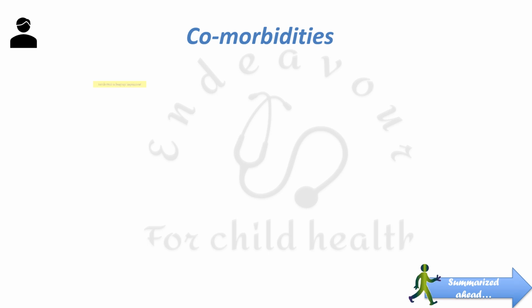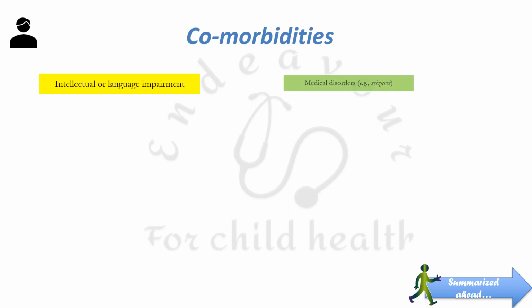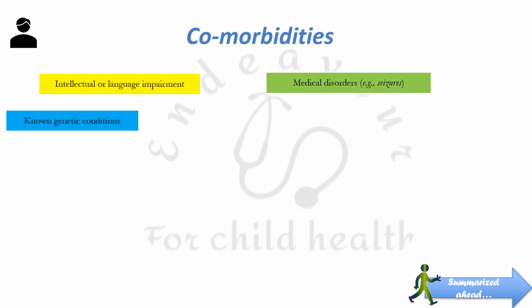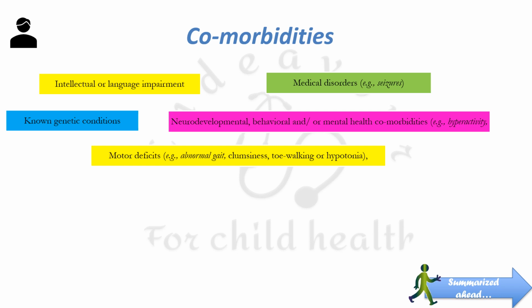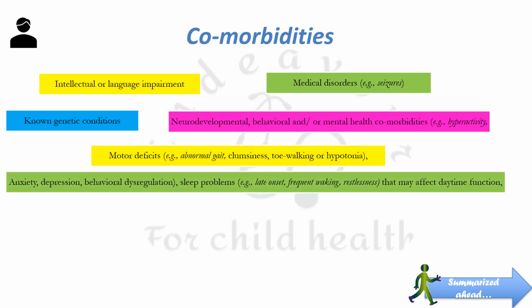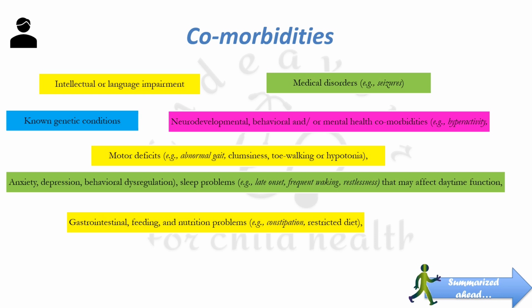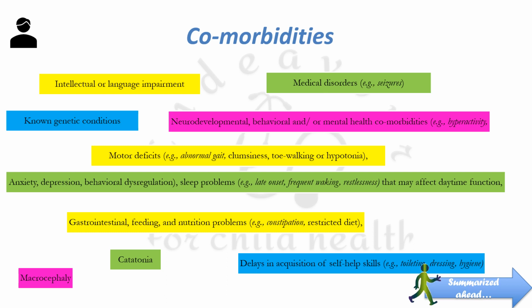Common comorbidities are intellectual or language impairment, medical disorders like seizures, known genetic conditions, neurodevelopmental, behavioral, and/or mental health comorbidities, for example, hyperactivity and inattention, motor deficits like abnormal gait, clumsiness, toe walking, or hypotonia, anxiety, depression, behavioral dysregulation, sleep problems which may affect daytime functioning, gastrointestinal, feeding and nutritional problems like constipation, restricted diet, catatonia, macrocephaly, and delays in acquisition of self-help skills like toileting, dressing, hygiene, etc.